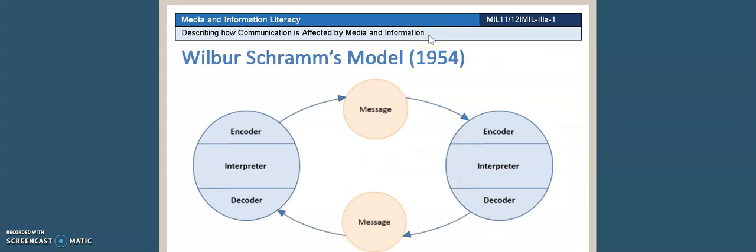Schramm's model of communication gives importance to the encoding and decoding of the message. Encoding is the critical part of the communication process. When the message is encoded by the sender, the receiver decodes the message and interprets the data. This process is used in interpersonal and intrapersonal communication.